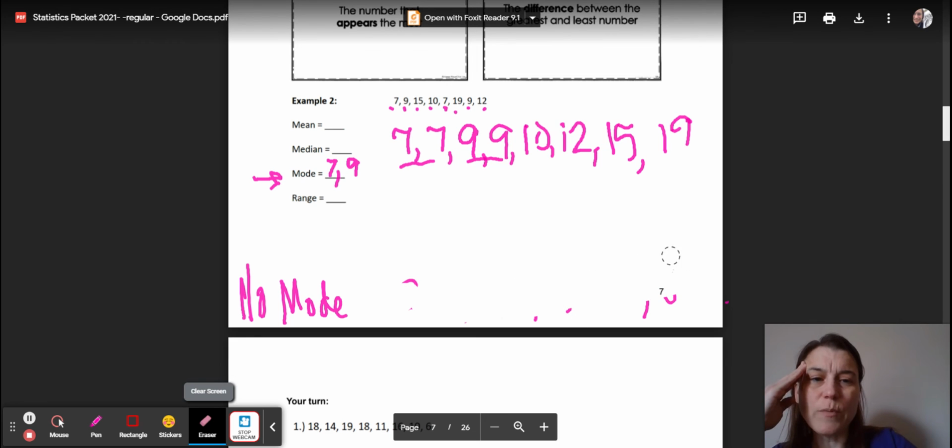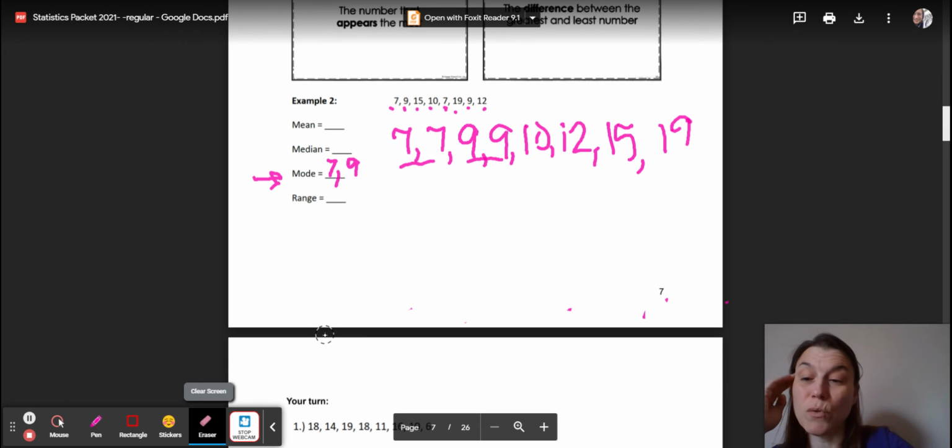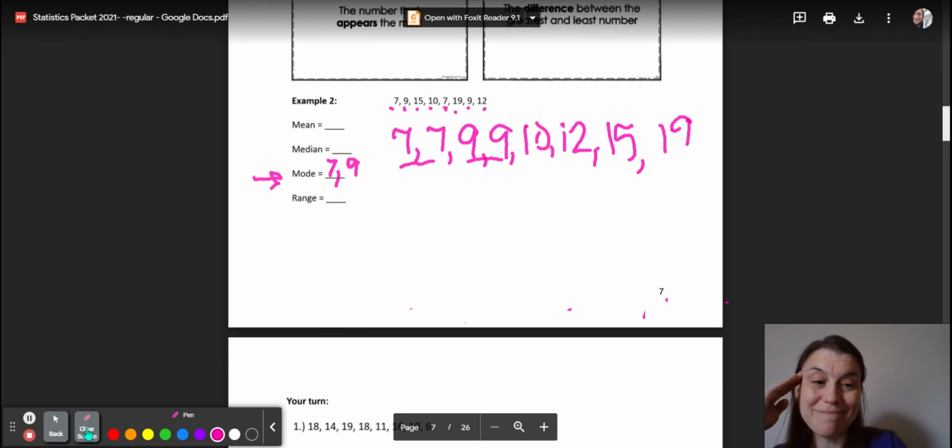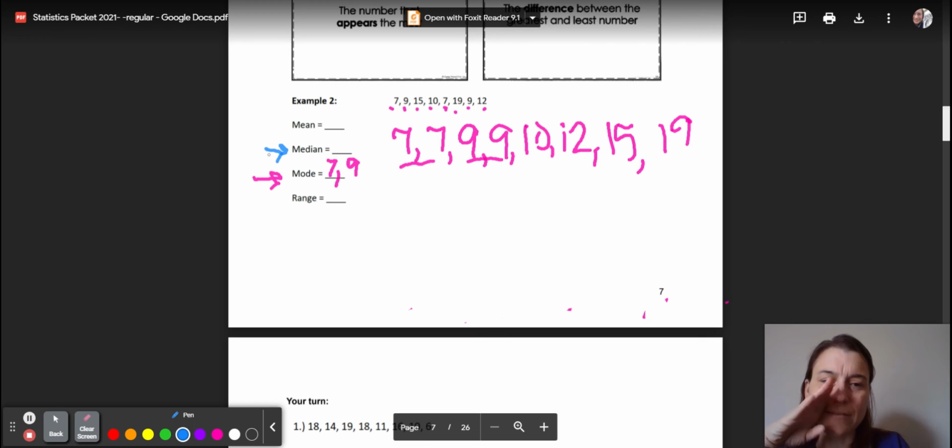But in this case, we do have 2 modes. When it has 2 modes, there's a technical word for it. It's called bimodal. You don't need to know that though. But all right, so now we found the mode, and there's 2 of them. The next thing I'm going to find is the median, because I like to put off the hard one to the end.